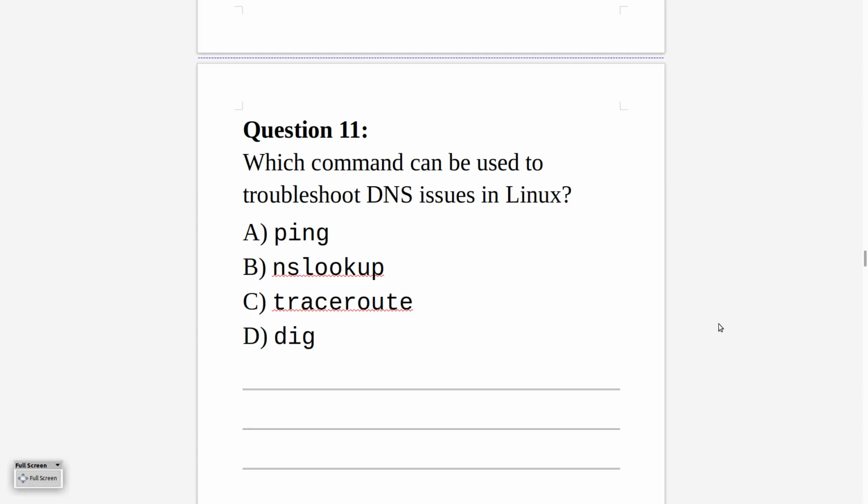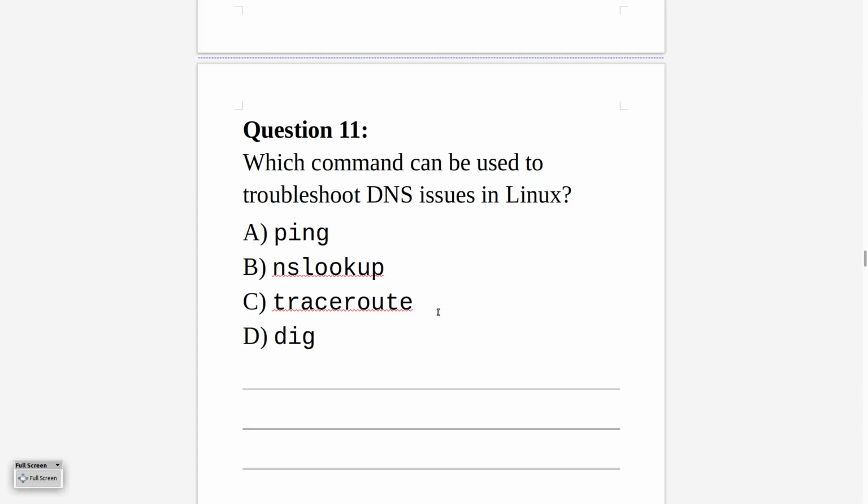Question 11. Which command can be used to troubleshoot DNS issues in Linux? Is it ping, nslookup, traceroute, or dig? Well, I know the answer to this. It's dig. Dig is a very, very old command. It's not ping. That's for sending an ICMP echo request and testing in general for connectivity, not DNS. DNS is a different protocol.